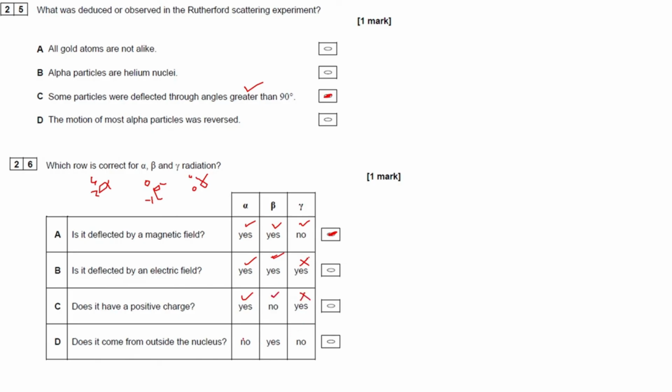All of these types of radiation come from the nucleus. Okay, so to say that alpha doesn't come from the nucleus is incorrect, gamma doesn't come from the nucleus is incorrect. Oh wait, this statement is saying outside the nucleus. So actually, this statement is correct, this statement is correct, but this statement is not correct.